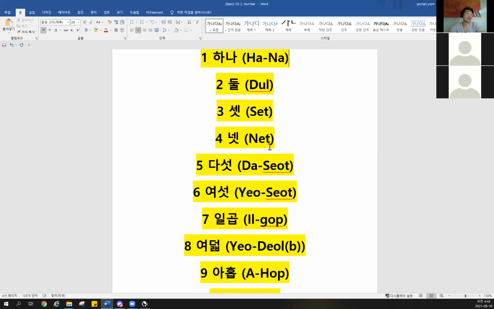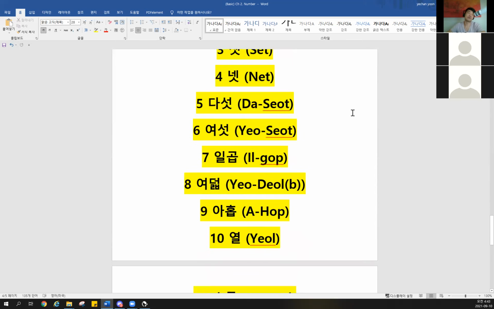5, 다섯, 다섯. 6, 여섯, 여섯. 7, 일곱, 일곱. 8, 여덟, 여덟. 9, 아홉, 아홉. 10, 열, 열.